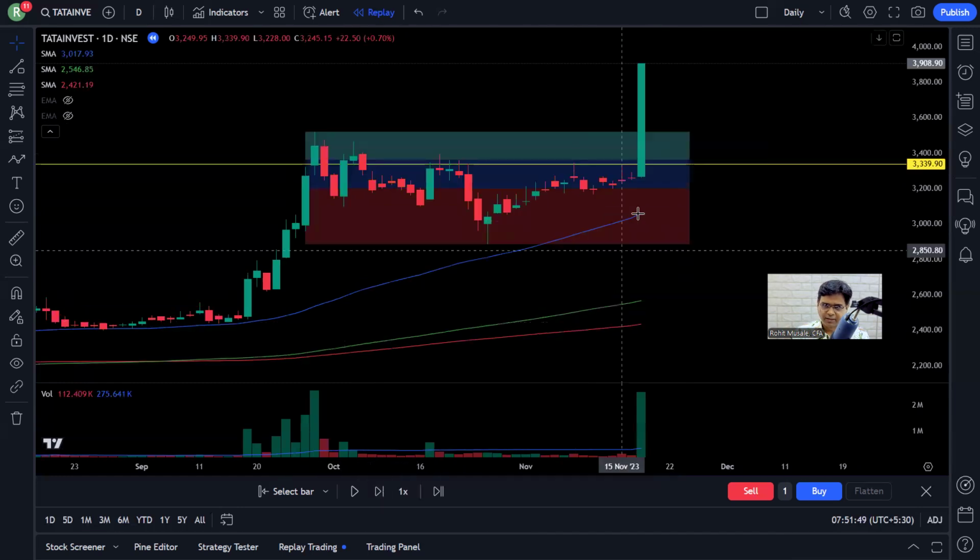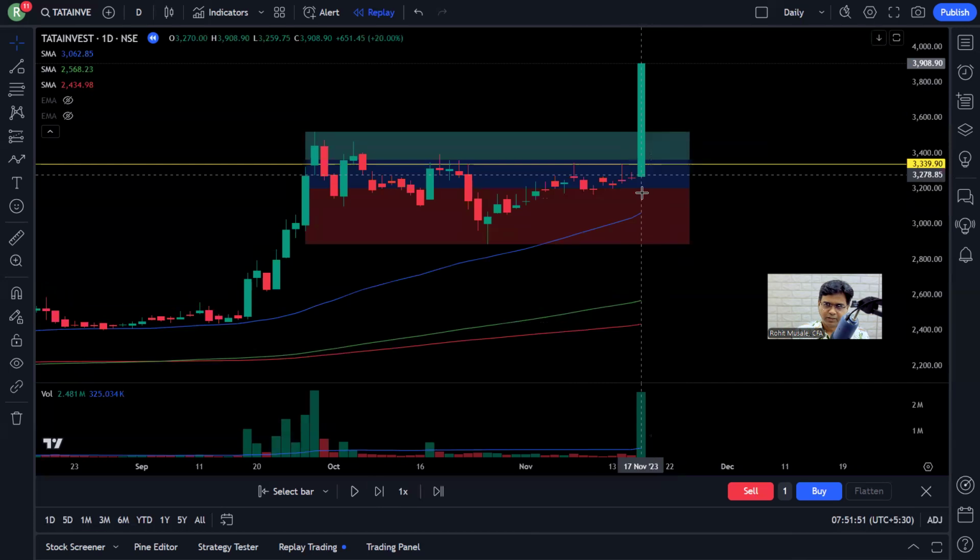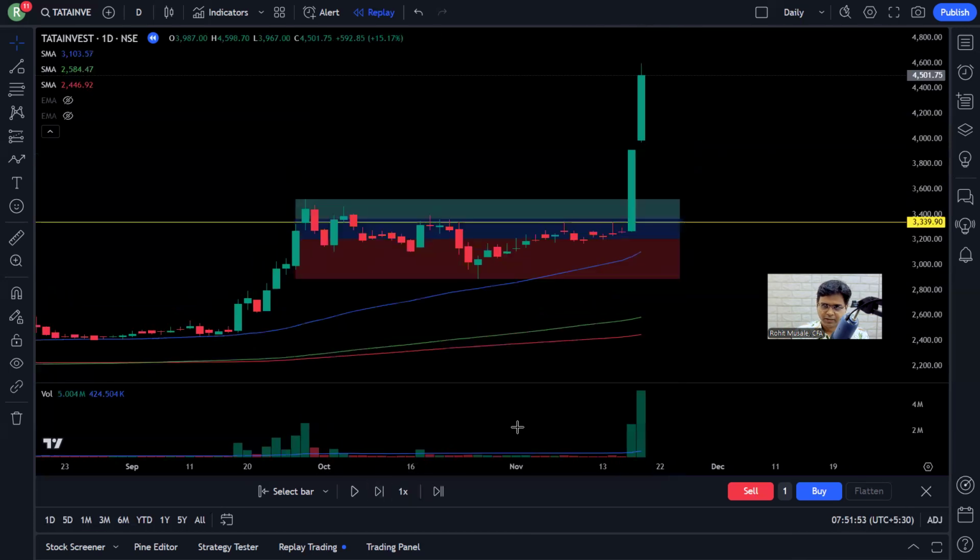So next candle, have a look at this. 20% in a single day. Next candle, another 15% in a single day. The stock has shot up almost 40% in 2 days.